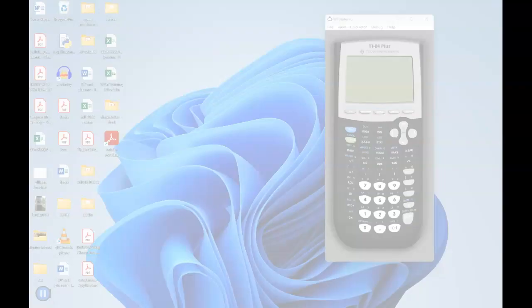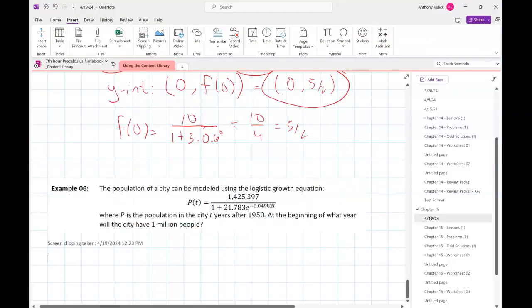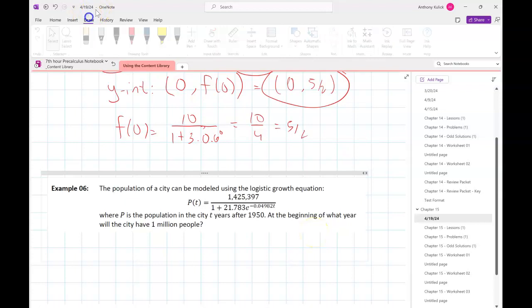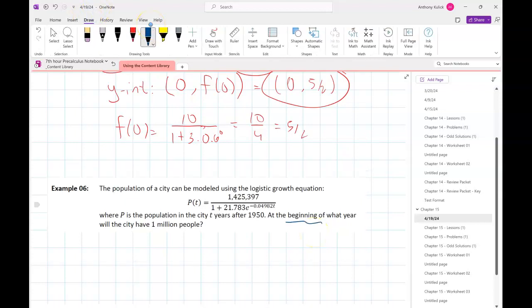One more example, and then I think we're on to the next section. So here it says the population of a city can be modeled using the logistic growth function, where P is the population in the city T years after 1950. Notice at the beginning, in what year will the city have 1 million people? So I know that it says it's beginning, I'm rounding up regardless of the decimal.